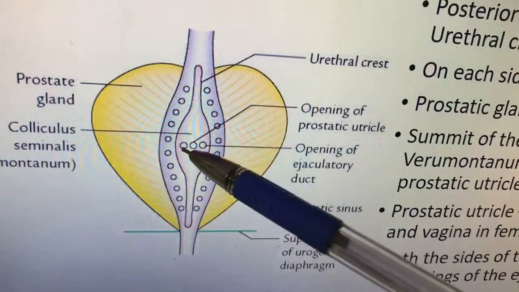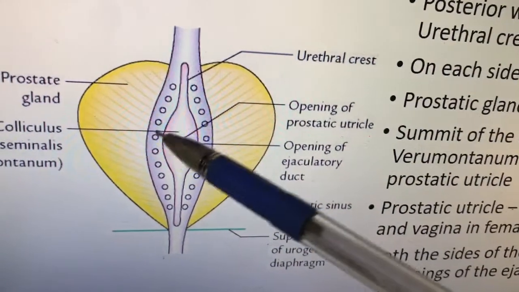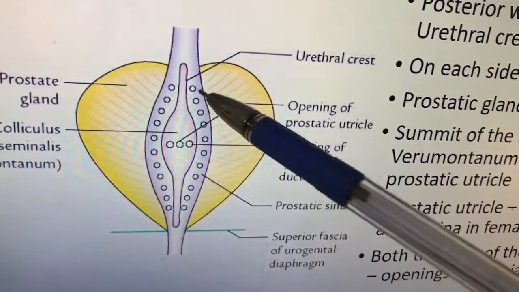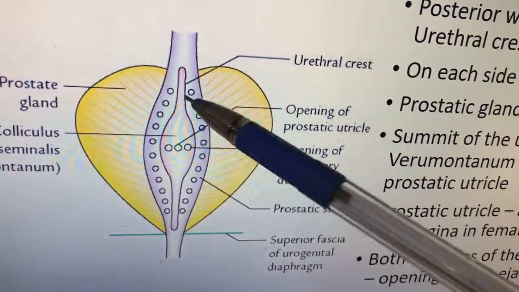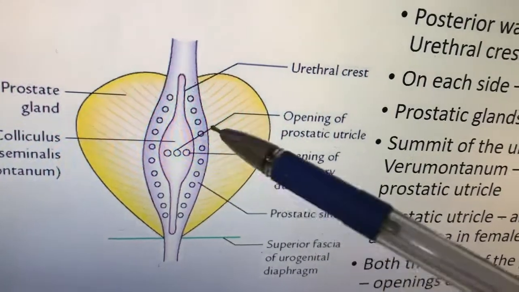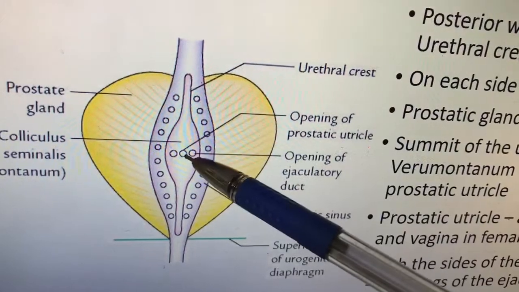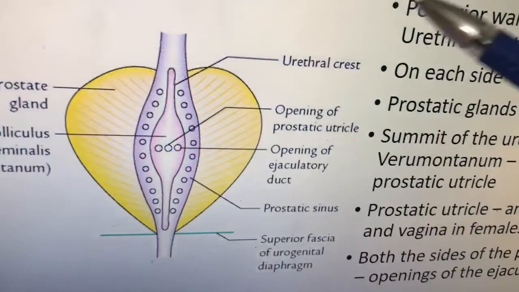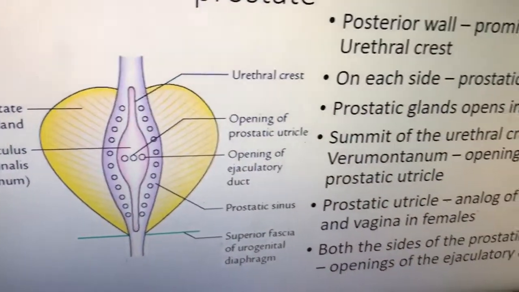On both sides of the prostatic utricle, the openings of the ejaculatory ducts are situated, and on both sides of the urethral crest and the verumontanum, the prostatic sinuses open here. Inside the prostate we have a lot of prostatic sinuses, and they all open here. So number 1 is urethral crest, number 2 is seminal colliculus, number 3 is prostatic utricle, number 4 is ejaculatory duct, number 5 is prostatic sinuses. These all are important. This carries the most important marks in the essay on the prostate.